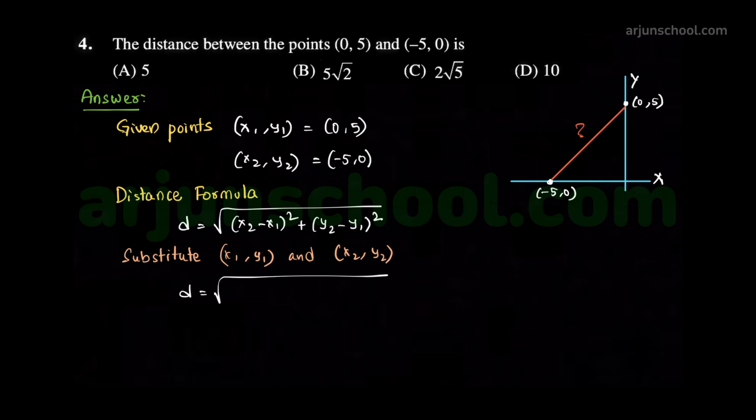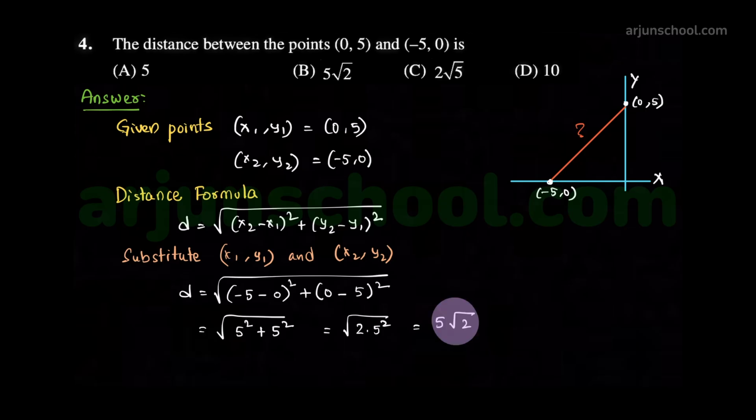d is equal to root over (x2 is minus 5 minus x1 is 0) whole square plus (y2 is 0 minus y1 is 5) whole square. That is equal to root over 5 square plus 5 square. We can write it as root over 2 times 5 square. Let us take 5 out of the root. It becomes 5 times root 2.